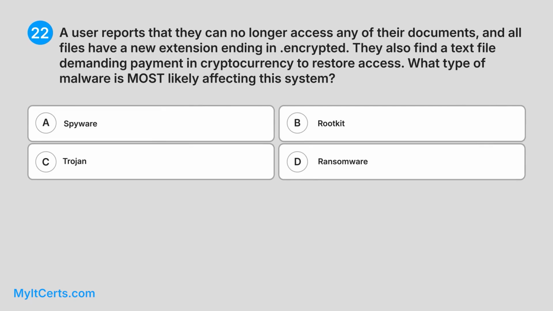22. A user reports that they can no longer access any of their documents, and all files have a new extension ending in "encrypted." They also find a text file demanding payment in cryptocurrency to restore access. What type of malware is most likely affecting this system? A. Spyware. B. Rootkit. C. Trojan. D. Ransomware. Do you know the answer?